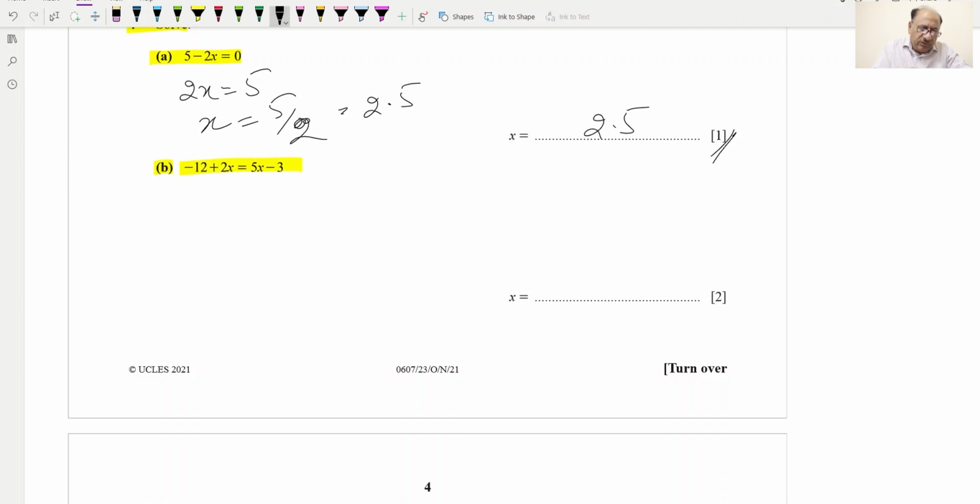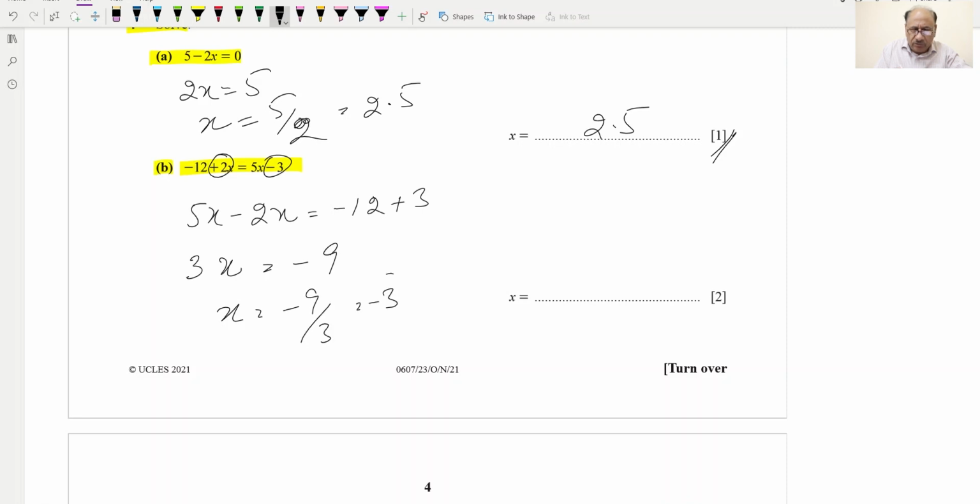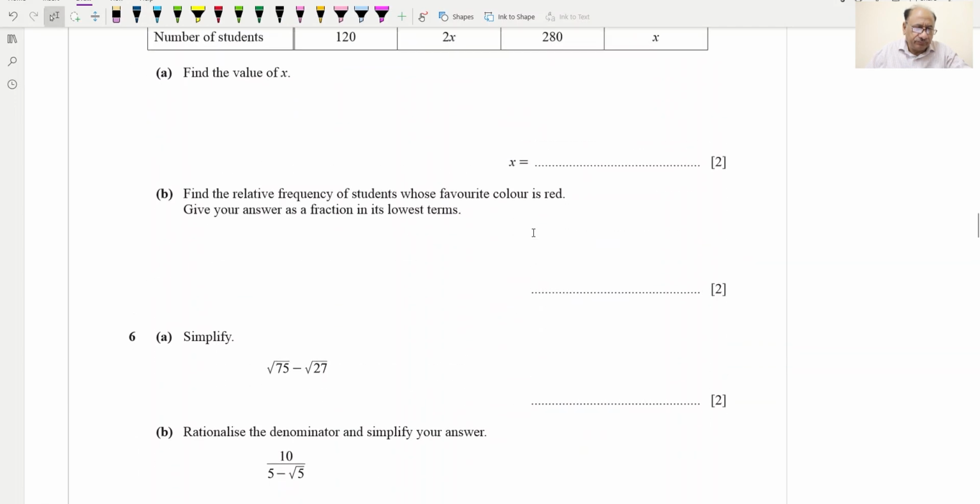Now B part, this is another algebraic equation. We can shift this plus 2x to the other side, so we get 5x minus 2x, and minus 3 we can also send to the other side, so minus 12 plus 3. Adding like terms, it will be 3x is equal to minus 9, so x will be equal to minus 9 by 3, which results in minus 3, and minus 3 will be the answer for 2 marks.